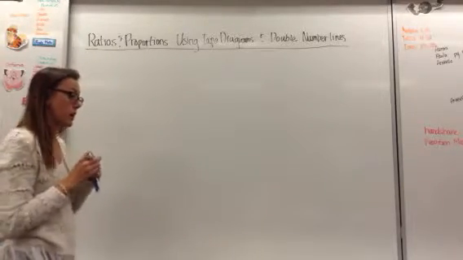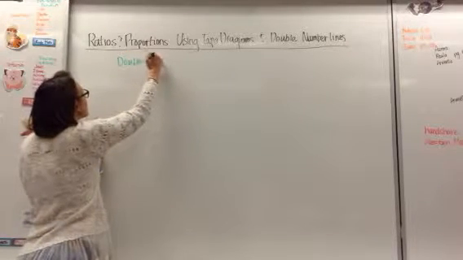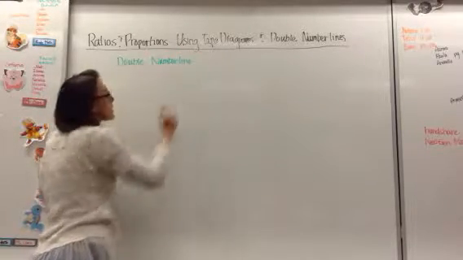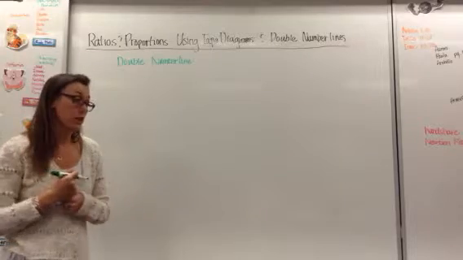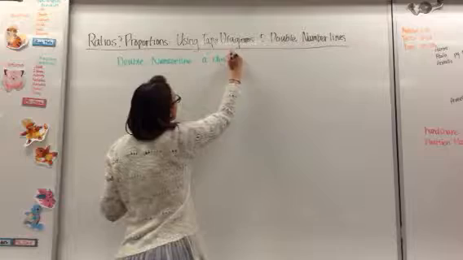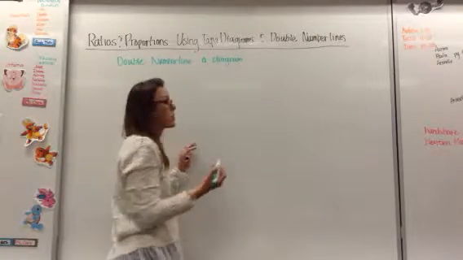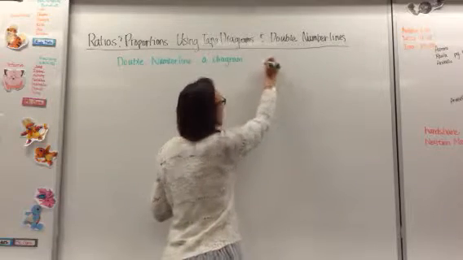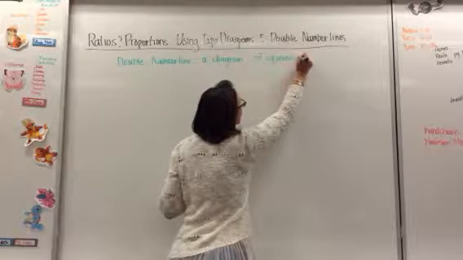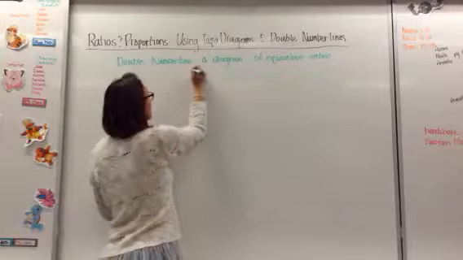A double number line is a diagram of equivalent ratios using two number lines. Another word for a diagram is a visual representation.